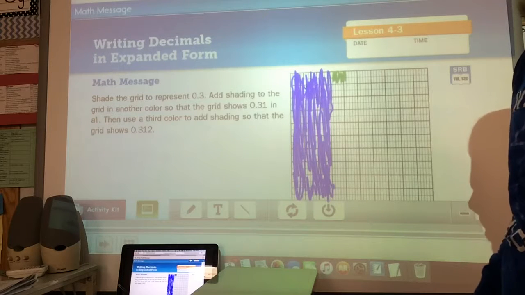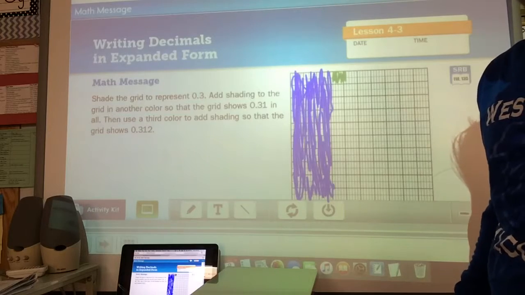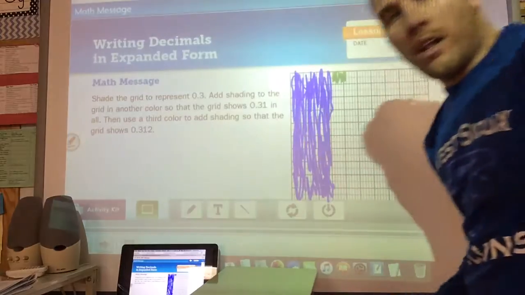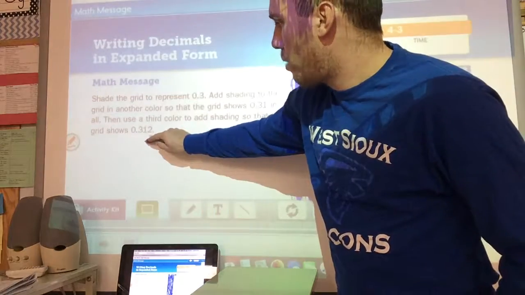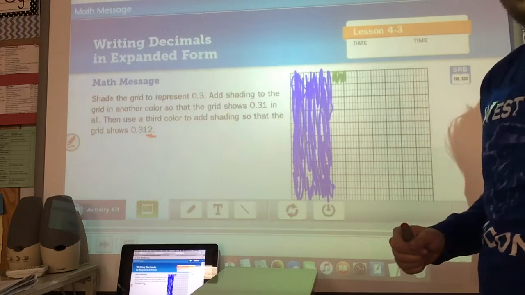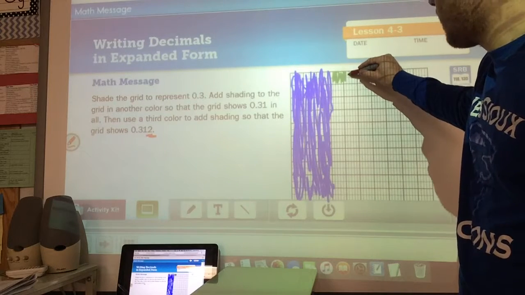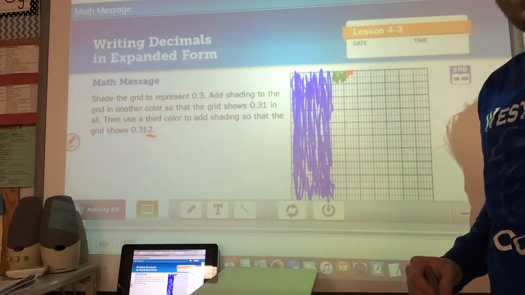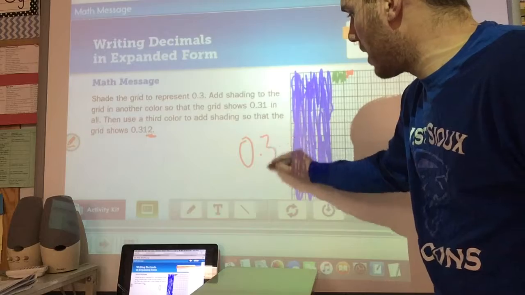The last part says, then use the third color to add shading so that the grid shows 0.312. So if I add a third color, I would shade in 2 rectangles, because the 2 represents thousandths. And we know from previous lessons that the thousandths are 2 rectangles. So I would take this here and shade in 2 rectangles. So right now my grid shows 0.312.